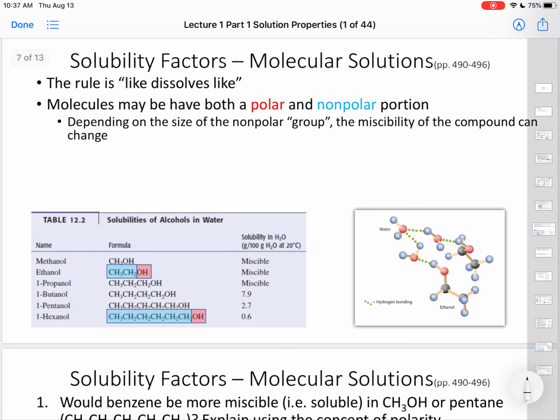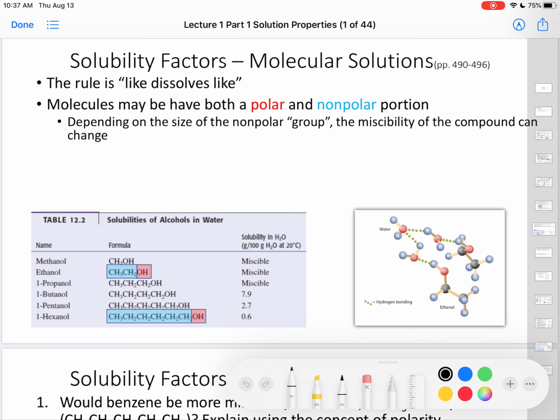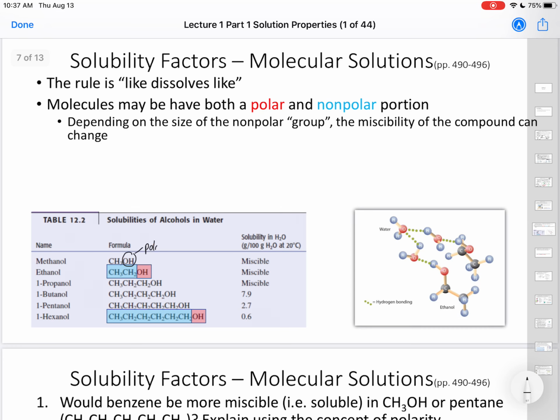Now, when we're looking at molecules, often like we did with acetone, we would like to break it apart and look at each part and see what it is in terms of its polar or nonpolar portions. So, for example, if you have something like methanol, you have a polar portion and a hydrocarbon nonpolar portion, right?